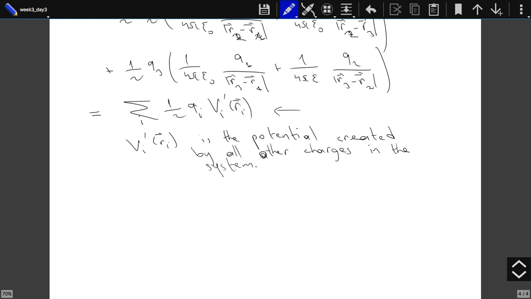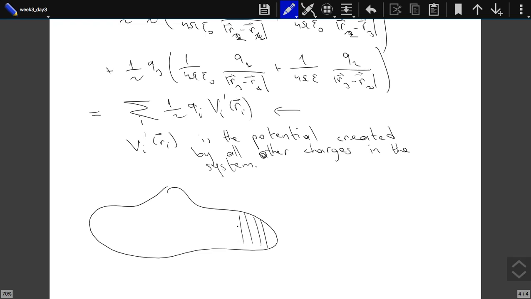Now we will rewrite that expression. First of all, that is for discrete charges. We can rewrite it for a continuous charge distribution. A continuous charge distribution, we can always treat as a collection of point charges by dividing it into very small bits and eventually taking the limit that each one of these small bits goes to zero.